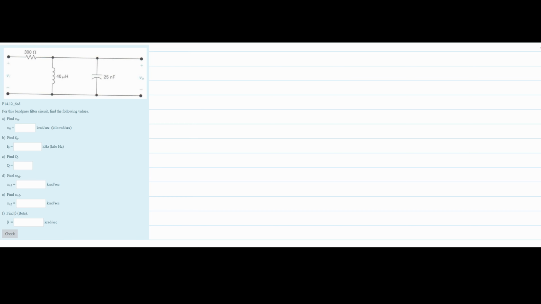Now, we have a parallel RLC circuit. We have our resistor, we have our L, which is the inductor, and then the C for capacitor. So we have these three things which form an RLC circuit, and because these are in parallel with each other, it makes it parallel. So we are going to solve for all of these different things right here.